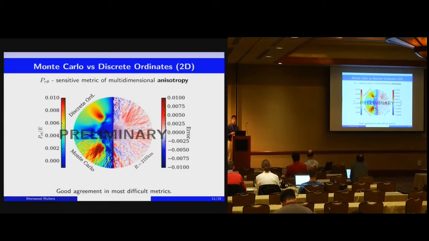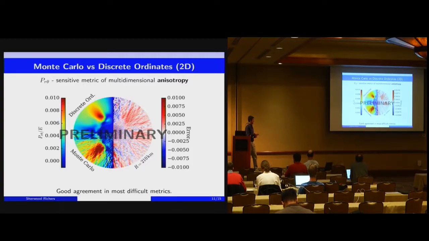Now, of course, we're doing this in 2 dimensions also. So this is a 2-dimensional plot of this quantity P_rθ, which doesn't exist in 1-dimensional calculations, but this is a sensitive probe of how anisotropic your radiation is. And this is, in general, a pretty difficult thing to resolve because there's a lot of subtractive cancellation.